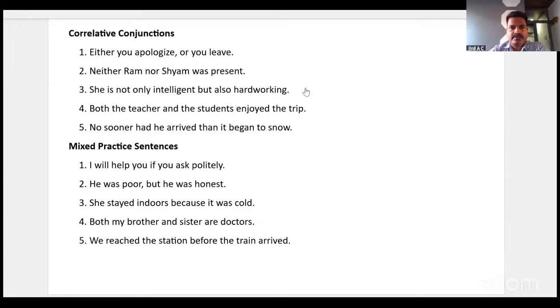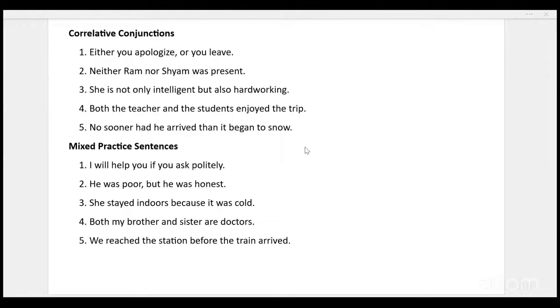She stayed indoors because it was cold. Madam Lavanya, you have to read it. The conjunction is because. Okay, both my brother and sister are doctors. What is the conjunction there? Both and. Okay.